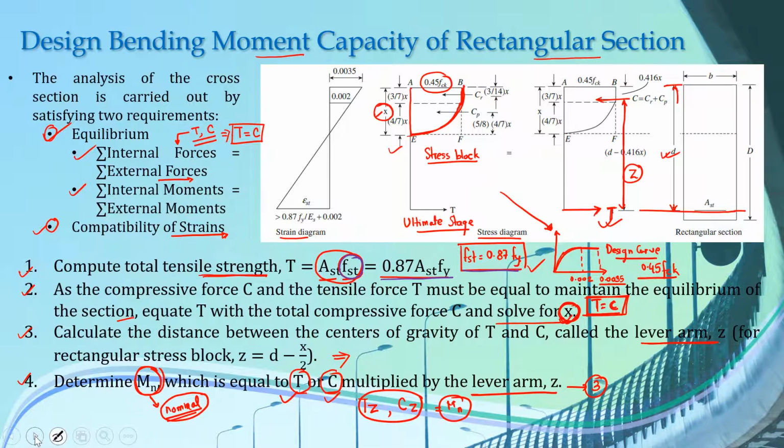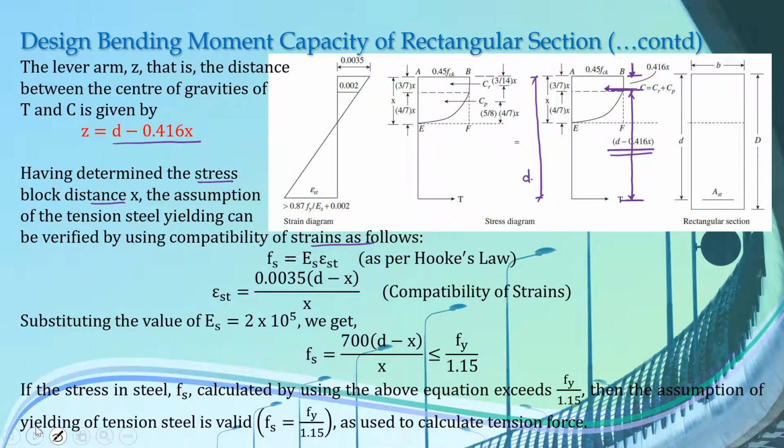So how to check if the steel has yielded or not? You can use this compatibility of strains. Compatibility of strain means you can use the similar triangle approach, and suppose that the strain varies linearly from the neutral axis. As per Hooke's law, the stress in the steel is given by the product of modulus of elasticity and the strain in steel. And this strain in steel can be calculated by this formula here.